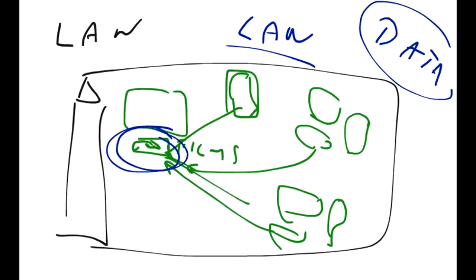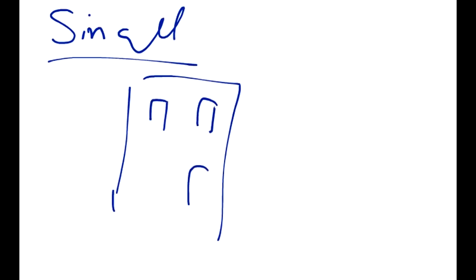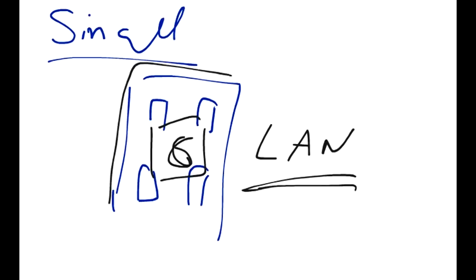So guys and girls, similarly, if we have got a small office that is in one building, and different computers in that office have been connected together, then it is also an example of LAN. So LAN is a local area network usually confined to a single business. And next, we will be discussing MAN.